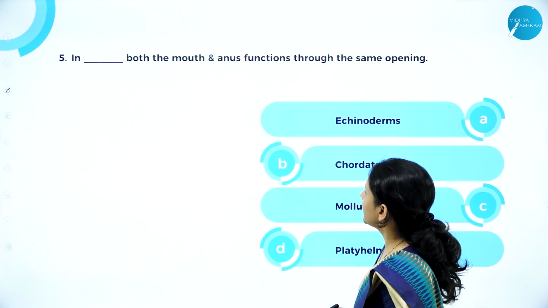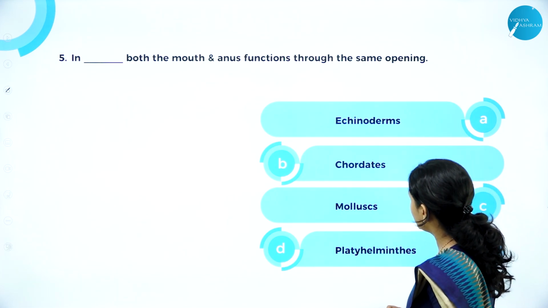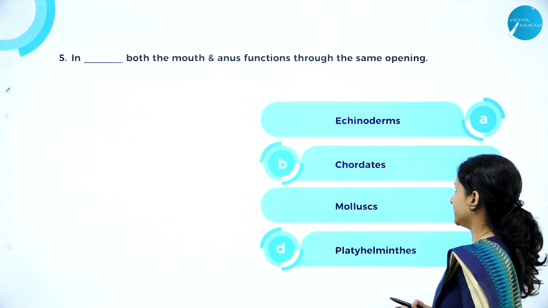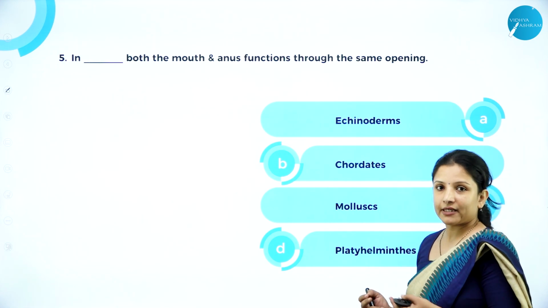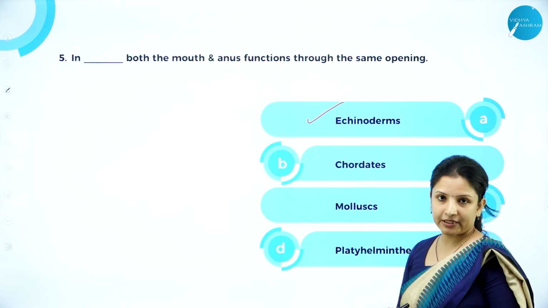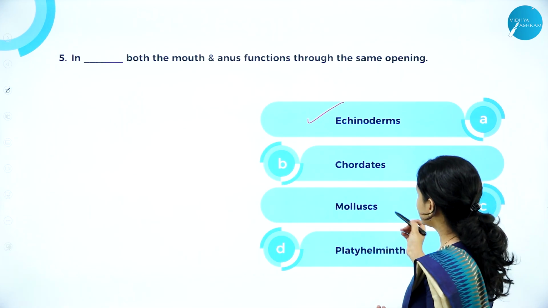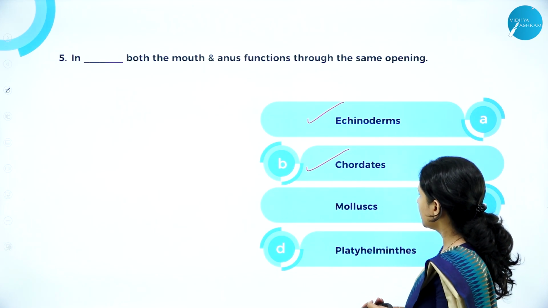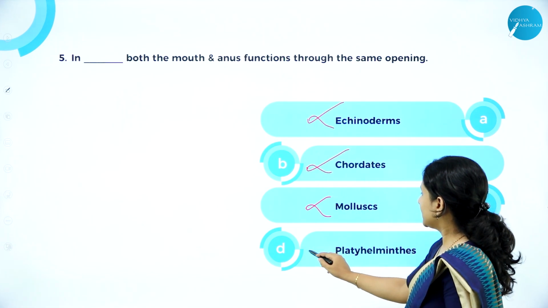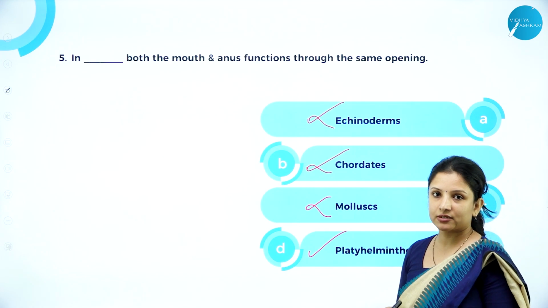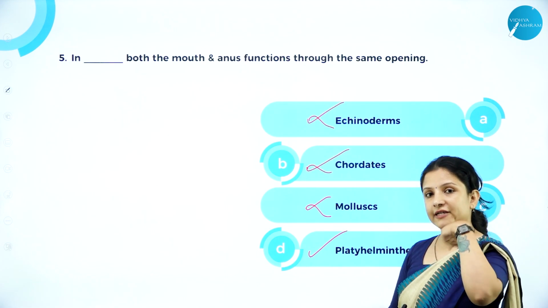In dash, both the mouth and anus function through the same opening. Is it echinoderms? Is it chordates? Is it mollusks? Or platyhelminths? It is not chordates, because chordates have a separate opening. Echinoderms? No, they have a complete digestive system, that is, the mouth and the anus are different. Chordates and mollusks also have a complete digestive system. So all these options are wrong. The right answer is platyhelminths, which has an incomplete digestive system, wherein only one opening will be there. Through that opening only, food will enter and waste product will come out.